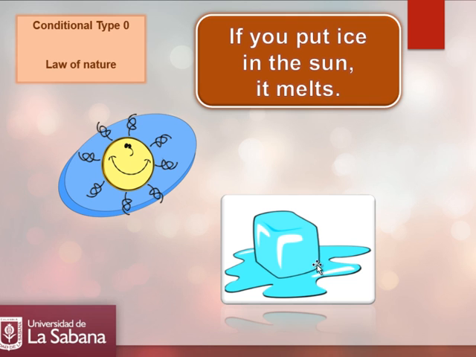Now, if we take a cube of ice and put it into a sunny place, we will always get the same result. The ice will turn into water, or it will melt. It is the law of nature. So when we are talking about the laws of nature, we always use conditional type 0 when we have one condition and we always get the same result.